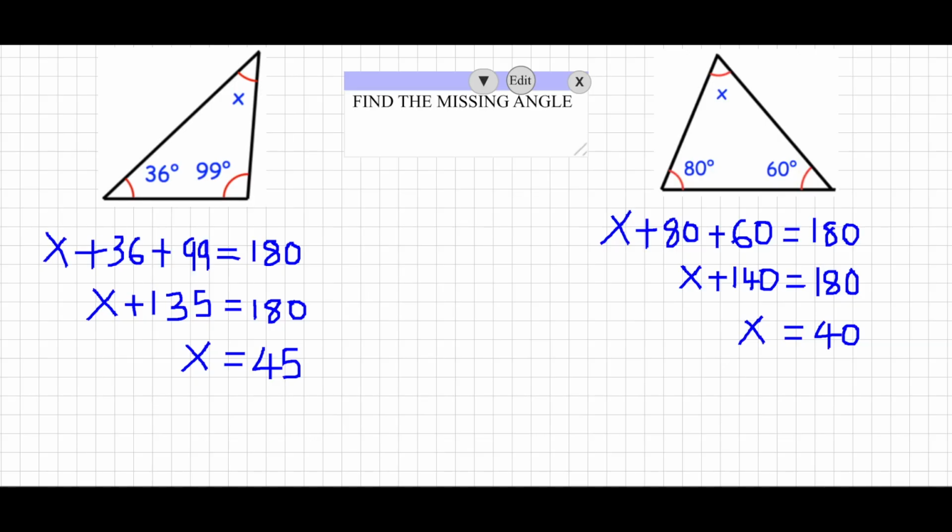So let's take a look at two examples here that I consider are easy examples on how to find the missing angle in a triangle. The first thing is to note that the sum of all angles inside a triangle is equal to 180 degrees.